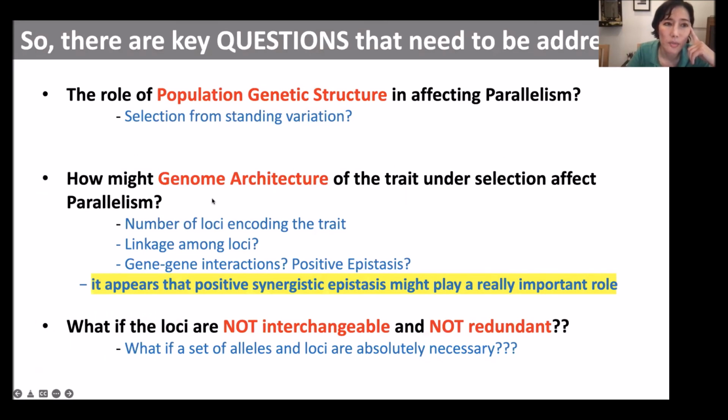So it does appear that genome architecture is important in terms of the degree of parallelism we saw. We saw an extremely high degree of parallelism in our laboratory selection lines, and it appears that positive synergistic epistasis might be playing a really important role. And as I mentioned to you, we are continuing this study and looking for multiple signatures of epistasis using different genomic parameters in our continuing study.